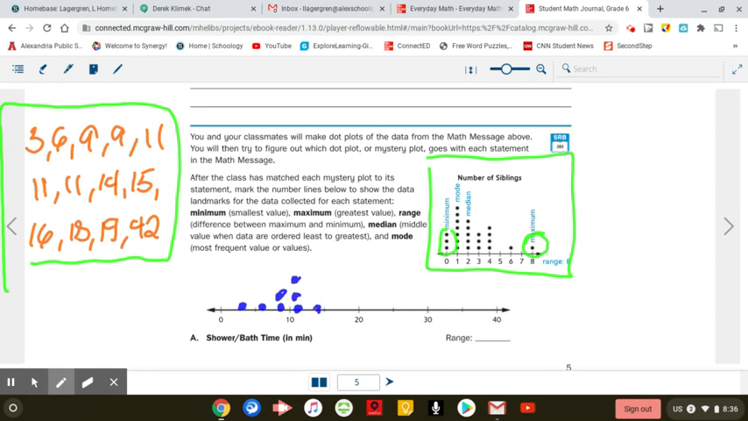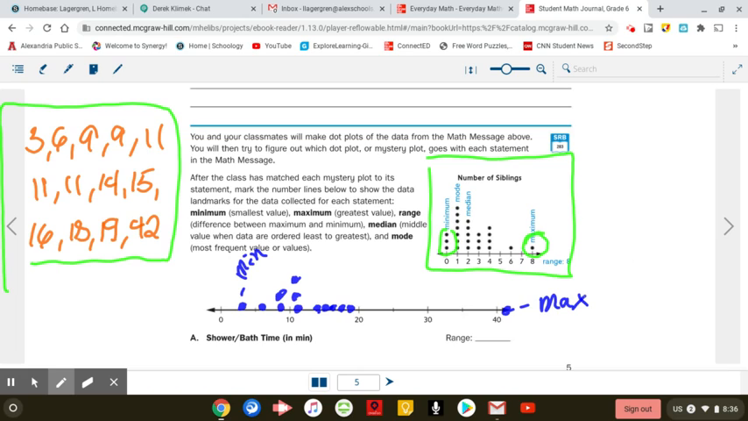I've got a 14, 15, 16, 18. They're kind of getting tight in here, 19, and finally a 42. Okay, so now when I look at this information, I can use some of these data landmarks and say my minimum would be 3, my maximum is 42.